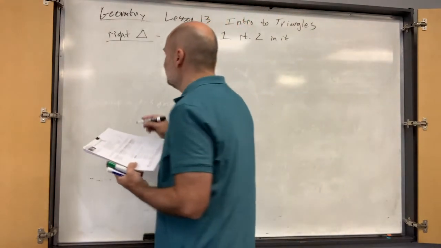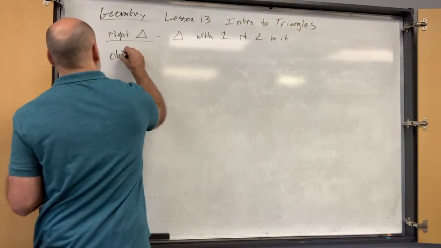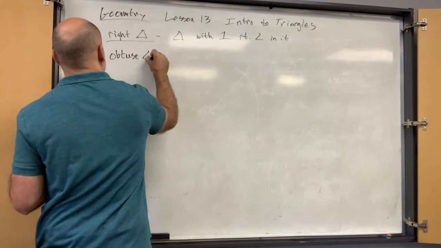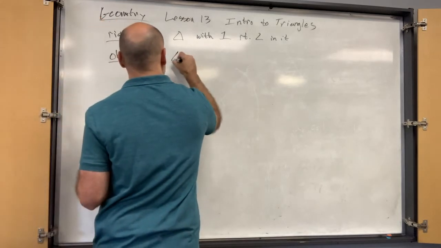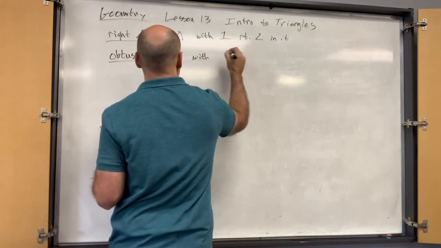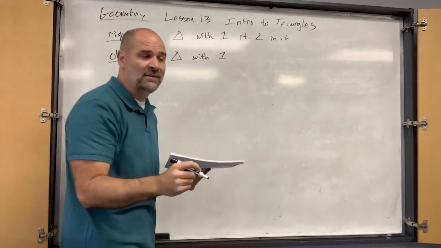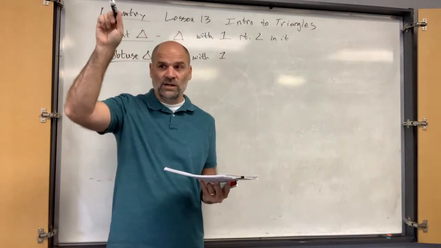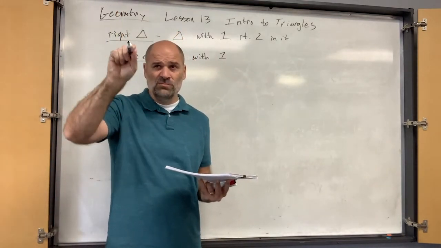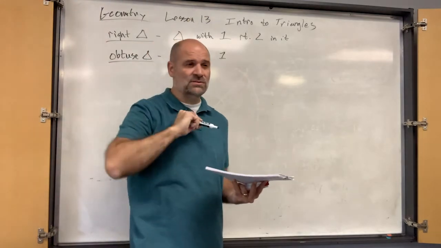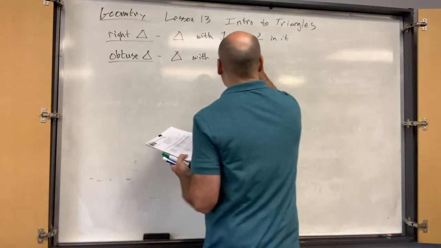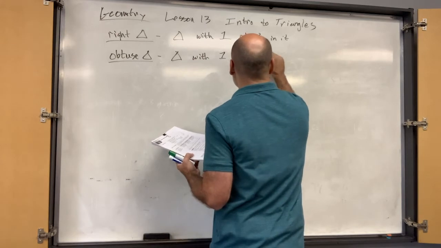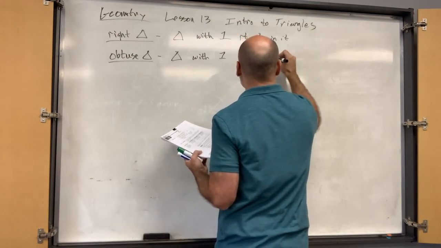Okay, an obtuse triangle. This is a triangle with one obtuse angle, because you can't have more than one obtuse angle, right? Think about it, trying to draw a triangle with two obtuse angles, those sides wouldn't connect. With one obtuse angle, what about an acute triangle? How do you define that?